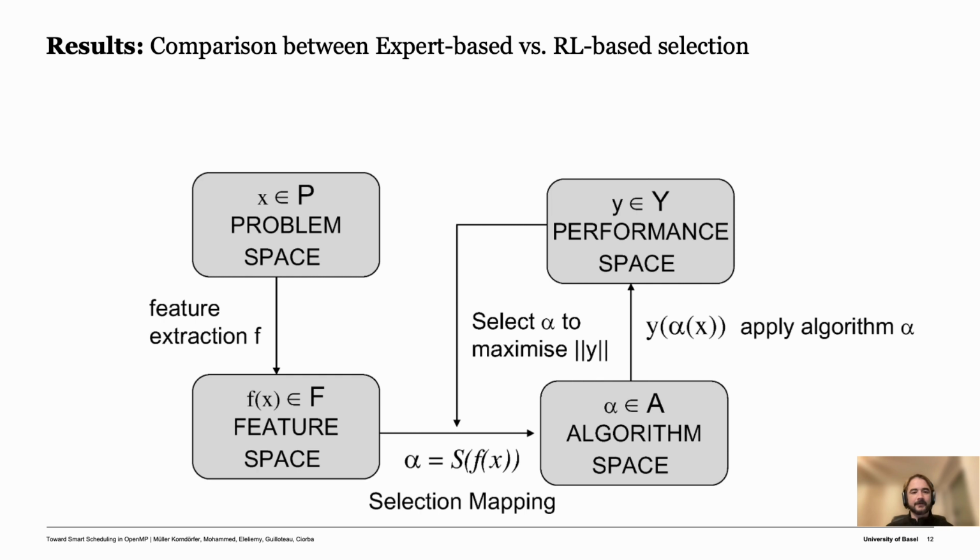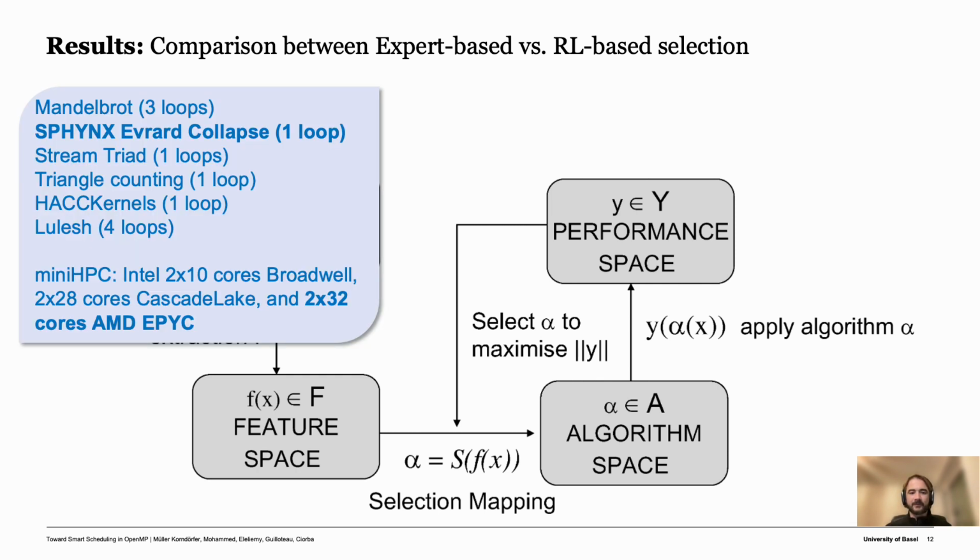All right, now let's have a look at some results where we compare the expert-based versus the RL-based selection methods. Now, what's our problem space? So we approached 6 applications. Okay, so it's an implementation of the Mandelbrot set, Sphynx, executing the Evrard collapse test case.